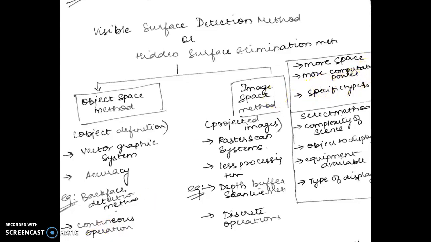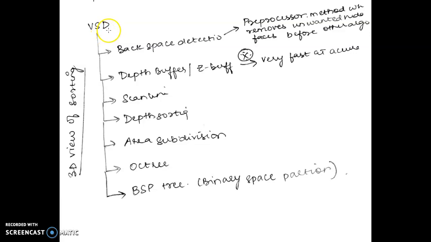In visible surface detection, we have many methods actually. The first one is the back face detection method. This method is also known as a preprocessor method, that is, it removes the unwanted back faces before any other algorithm. If you want to apply any of these algorithms, before applying them, this back face detection method is applied. So this is a compulsory algorithm which you apply before any other algorithm to detect other faces.